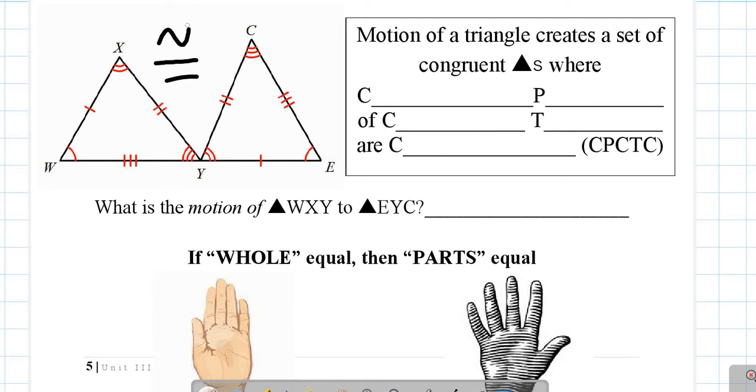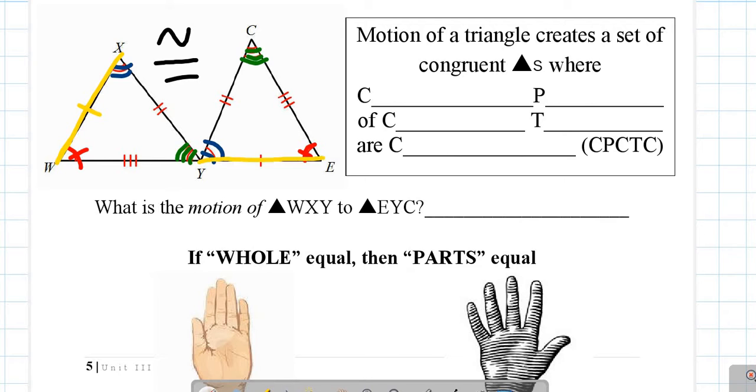And if the triangles are congruent, all the corresponding parts are congruent. For example, angle W is congruent to angle E. Angle X is congruent to, see the double sweeps, angle Y on that side. And angle Y with the triple mark on the left is congruent to angle C with the triple mark on the right. Side WX, just trace it.